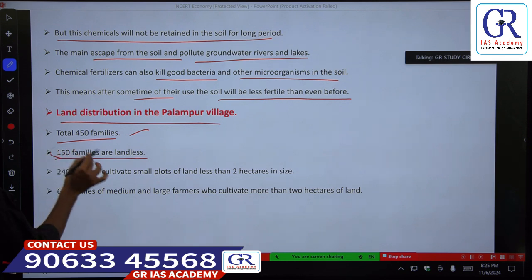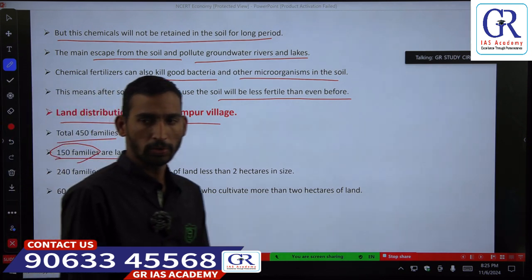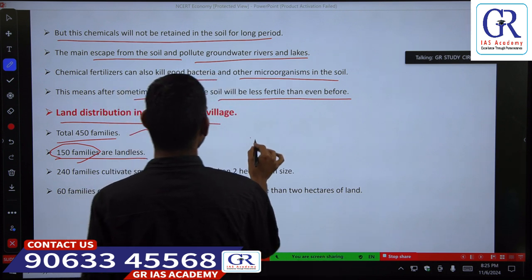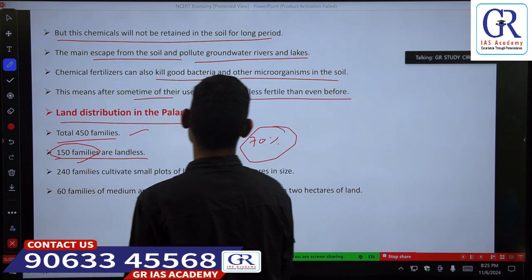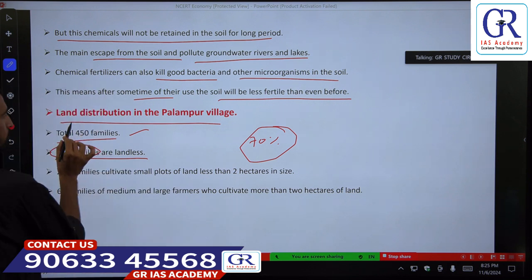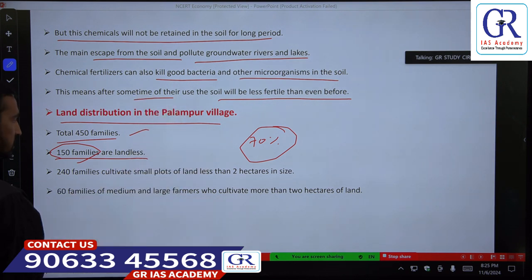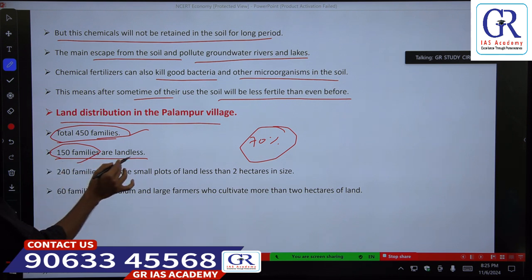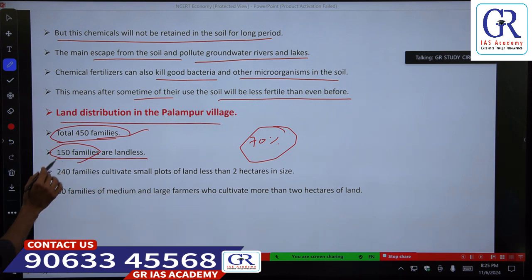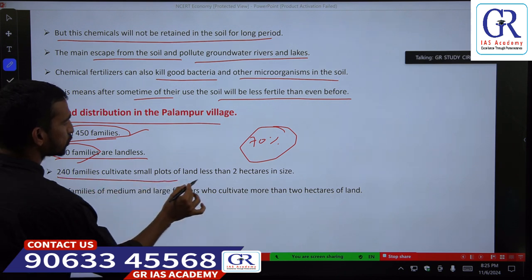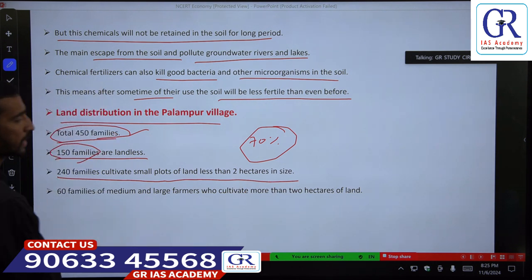These 150 families also depend on agriculture. We already discussed that 70% of the population in Palampur is dependent on the agriculture sector. Out of a total of 450 families, 150 families are landless, and most of them are agricultural laborers. Next, 240 families cultivate small plots of land less than 2 hectares in size.